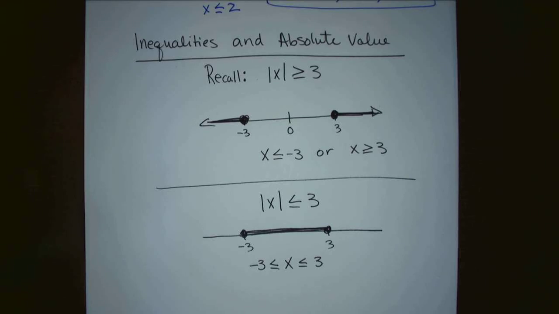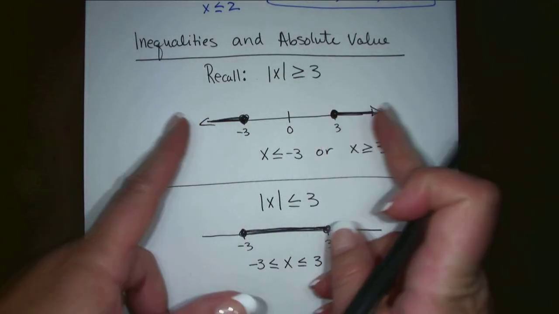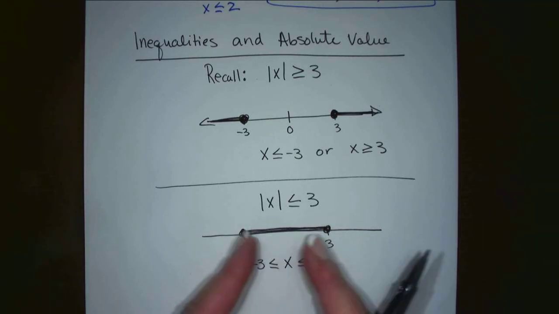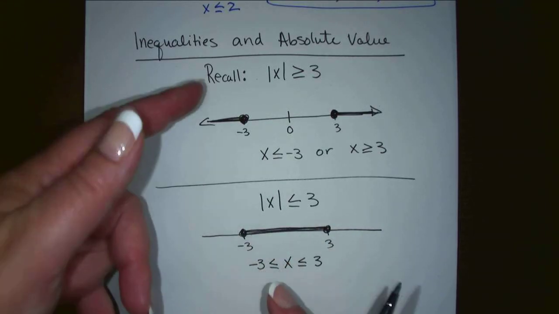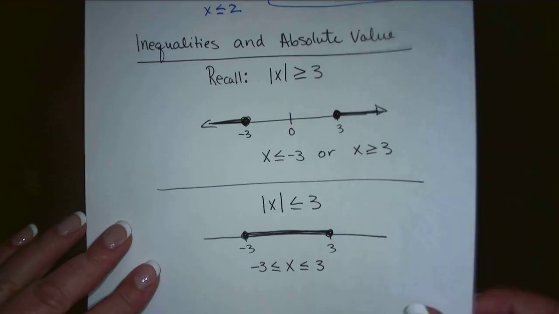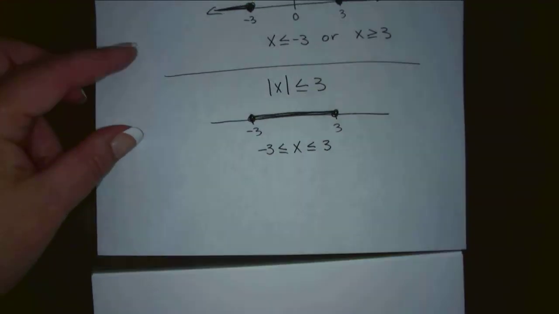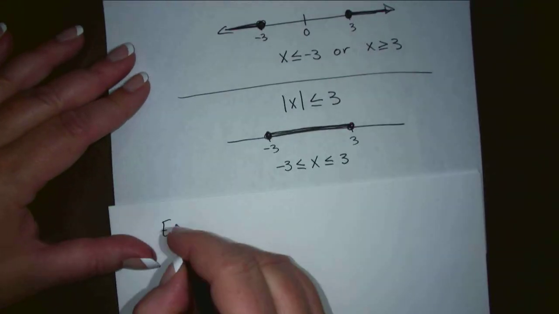So you have to remember which they are, but if you always go back to thinking about what it means, the distance is bigger than 3, that means it has to be farther away. The distance is less than 3 means it has to be in between, right, closer to 0. If you remember those 2, you won't mess them up. So, let's do a question. So the example would look something like this.